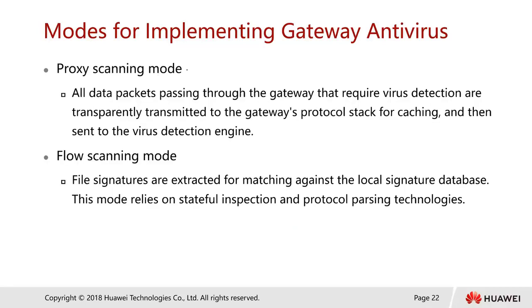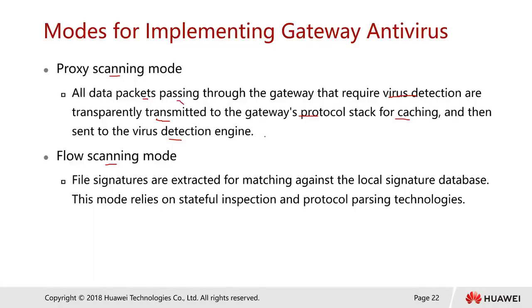So we have two modes of implementing the gateway antivirus. The first is called the proxy scanning mode, and the second is called the flow scanning mode. Proxy scanning mode means all the data packets passing through the gateway that require virus detection are transparently transmitted to the gateway's protocol stack for caching, and then sent to the virus detection engine.